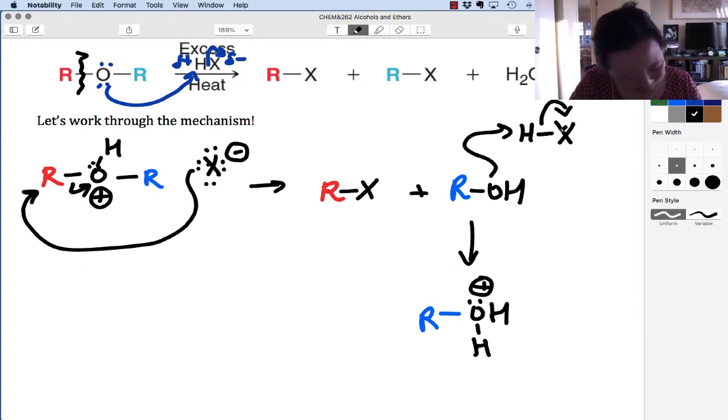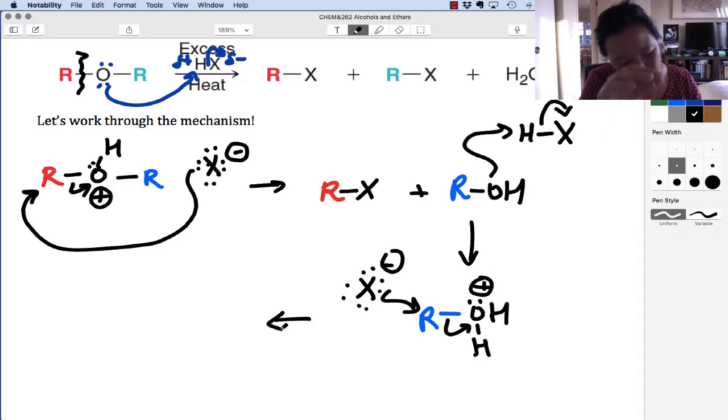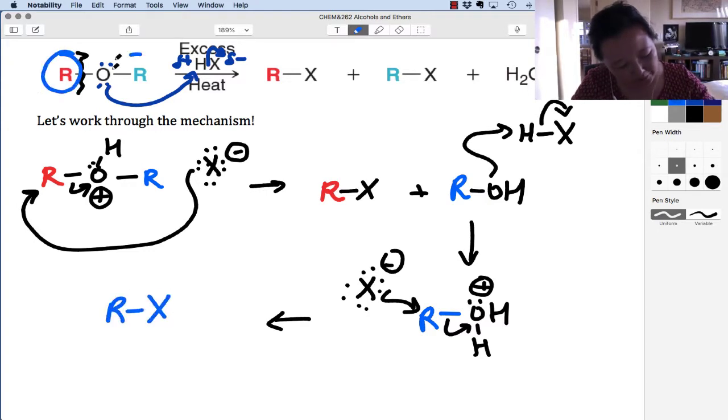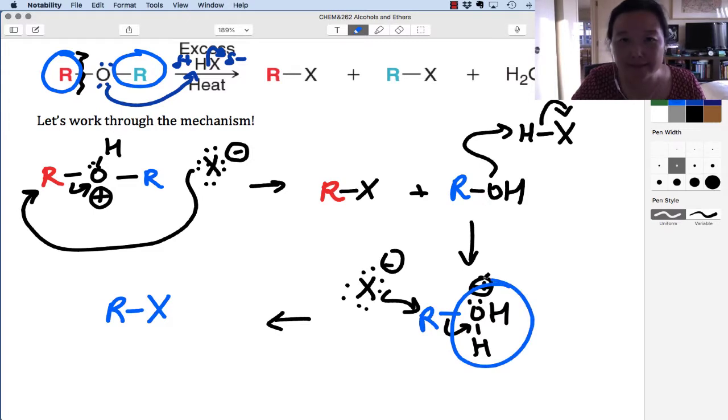So we have X minus, and we're going to attack by SN2. Again, this is a good leaving group right here, so I'm going to release that. And that will explain how I get this alkyl halide RX as well. So I've turned both of these groups into alkyl halides. This oxygen, what happens to it? It is this water molecule here that leaves. So that's how we get H2O, which is right here.